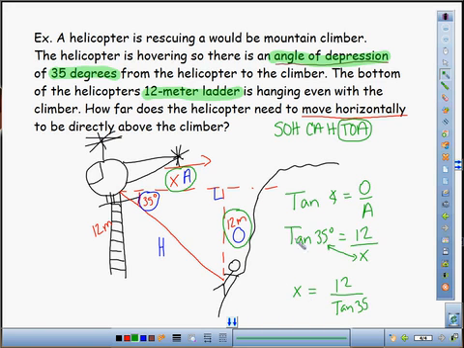The reason being is we're going to have to multiply both sides by x to get the x out of the bottom, and then we divide by the tangent to get the x by itself, and it's just easier to always remember that these two just switch places. So that gives me one nice simple thing to type into my calculator. So I'm going to do 12 divided by the tangent of 35, and I'm going to get that x is equal to 17.1. 17.1, and all of this was in meters. So 17.1 meters is how many meters that the helicopter needs to move over to be on top of the climber.